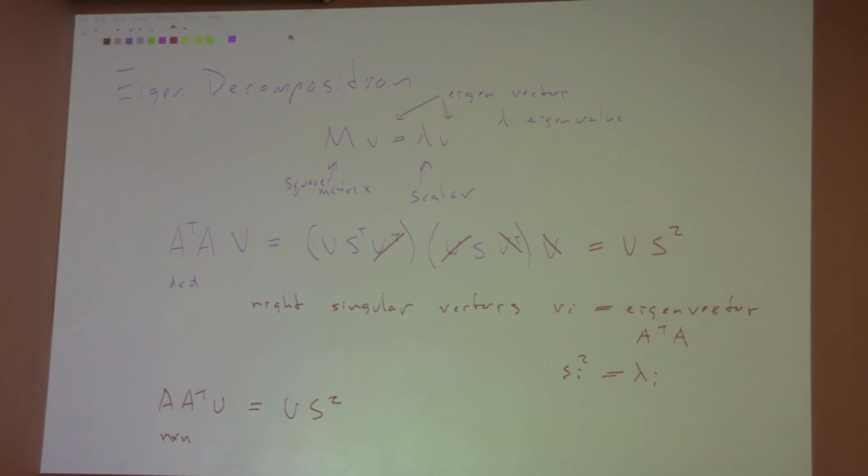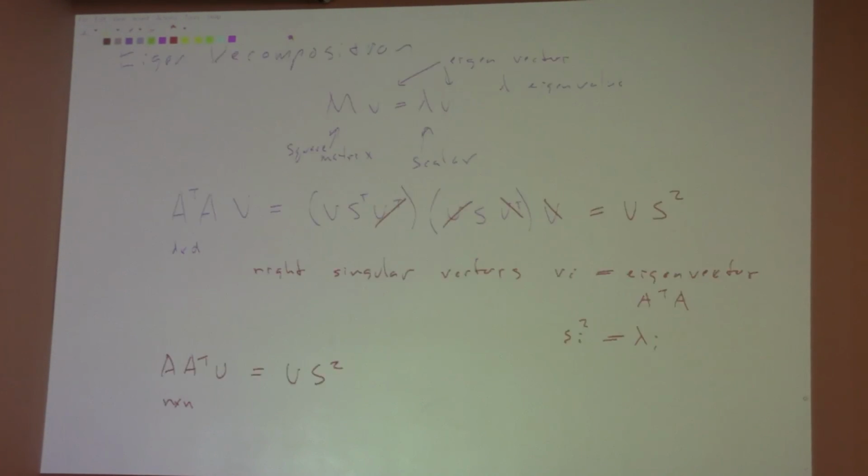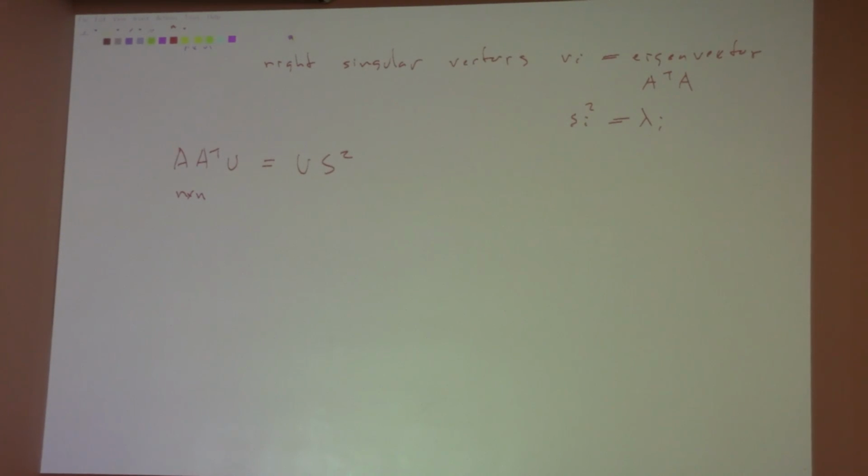Okay, so these are the relationships between eigenvectors, singular vectors, and eigenvalues. So you can kind of get between them in this way. They're really the same structure, and how you compute them is going to be very similar as well.